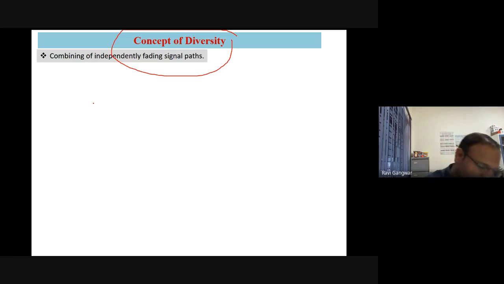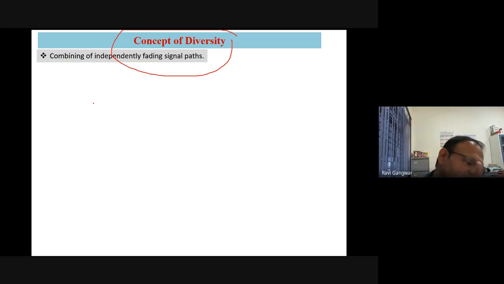So here, if our signal is traveling along 3 or 4 different paths, then there is always a maximum probability that at least one signal gets the minimum attenuation, and our receiver selects that signal which faces the minimum attenuation, that means that signal has the maximum power. So that means we are able to retrieve the maximum original signal from that signal. That is basically the concept of diversity, where the multipath propagation is used as a fundamental or advantageous point of view.